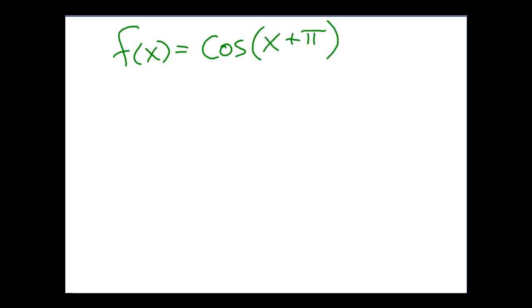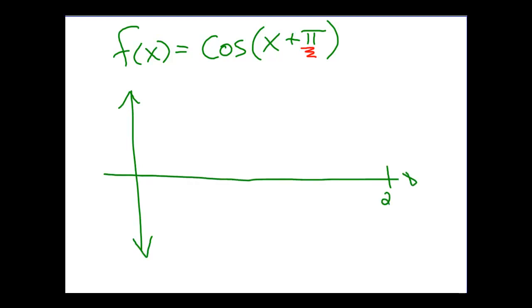Let's look at just a pure phase shift, just a pure horizontal translation. So let's take a look at what we might expect if we had, for example, f of x is equal to the cosine of x plus pi. This is a good place for us to start. Frequently for us, because we're doing all of our graphing in radians, we will often see that the phase shift here will be in some multiple or fraction of pi, and that just allows us to coordinate things a little bit better with our graphs.